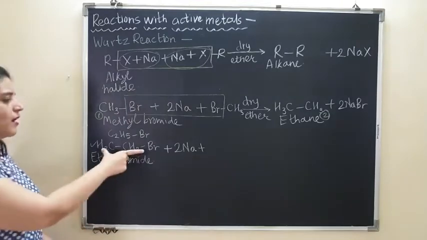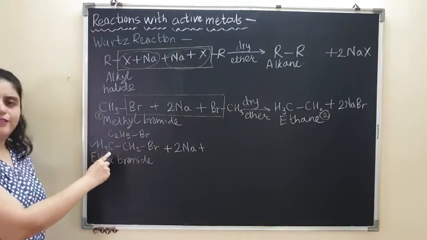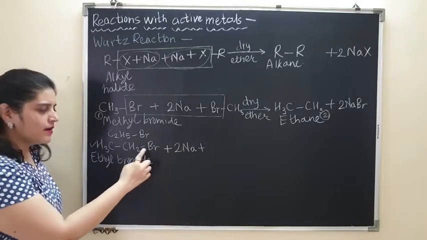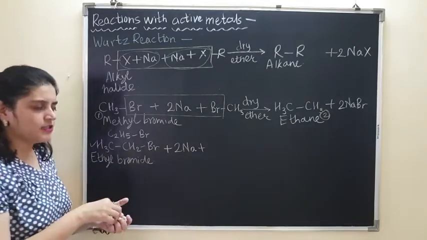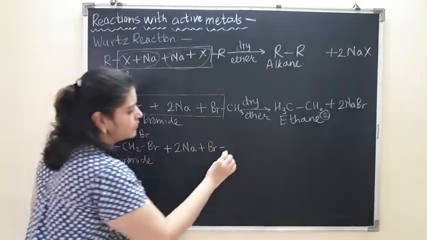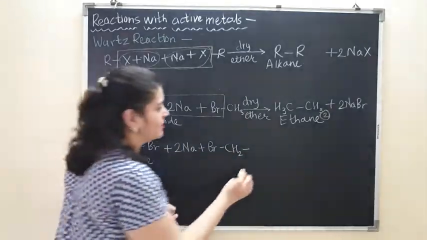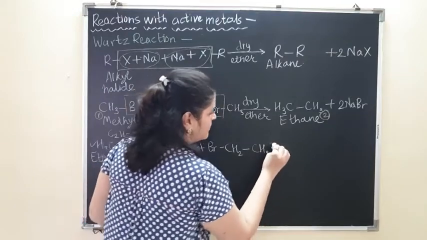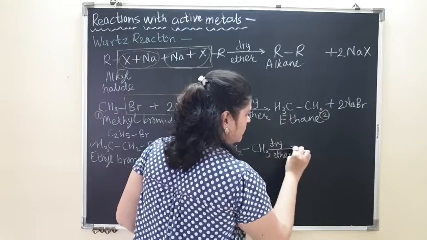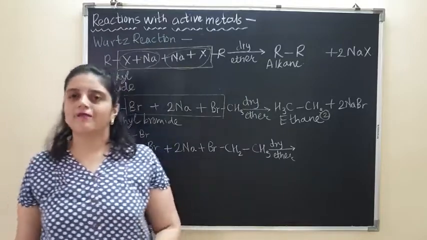Plus we are going to write down one more structure of ethyl bromide, but the other way around. Here we have it as CH3CH2Br. Now we will write the same thing in reverse: Br, after Br we will write CH2, after CH2 we will write CH3. And you should not forget to write dry ether. If you do not use dry ether, the reaction will not take place.